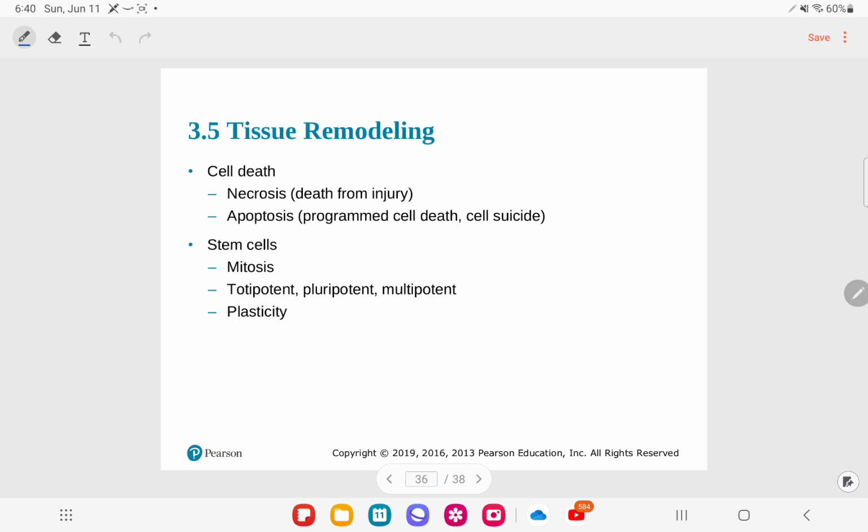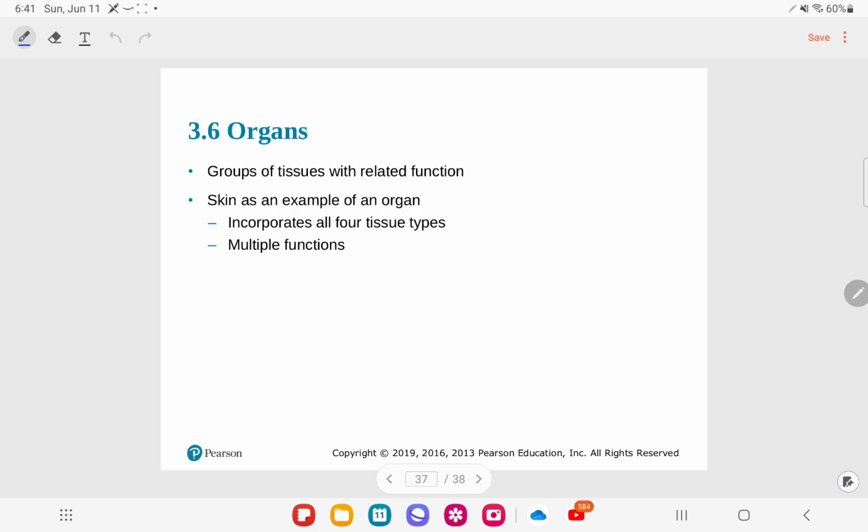Then, with tissue remodeling and cell death, we have necrosis, which is death by injury, and apoptosis, which is programmed cell death, cell suicide. We have stem cells being created through mitosis: totipotent, pluripotent, multipotent stem cells. They exhibit plasticity, where they can differentiate into specific types of cells with specific functions. Organs are groups of tissues with related functions. For example, the skin, as an example of an organ, incorporates all four types of tissue, and it has multiple functions.